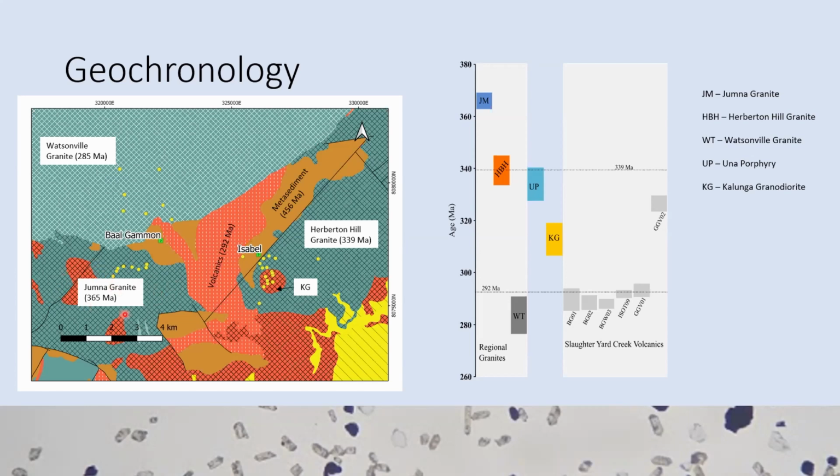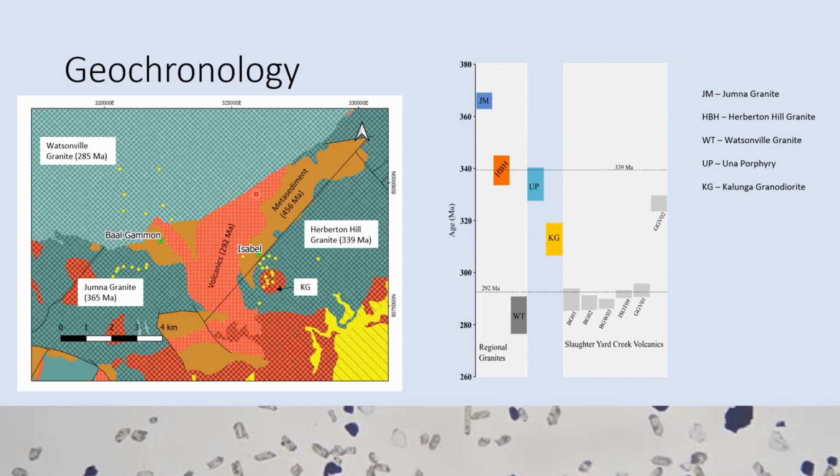So looking at the tin granites, which is the Jamna granite and Herberton Hill granite, they date to about 365 to 339 million years. And then you have the Kalunga granodiorite from the Almaden supersuite, and they date to about 313 million years. And then you also have the older metasediments that at the site we dated to about the maximum depositional age of about 456 million years.